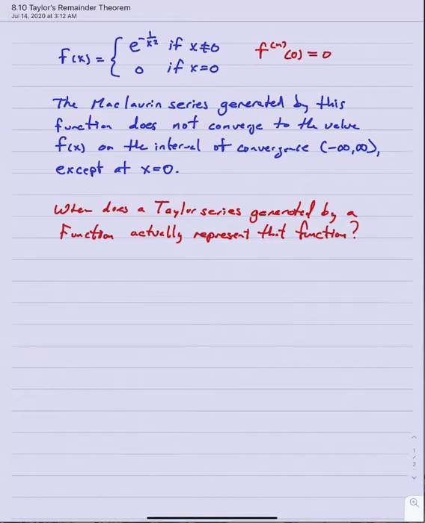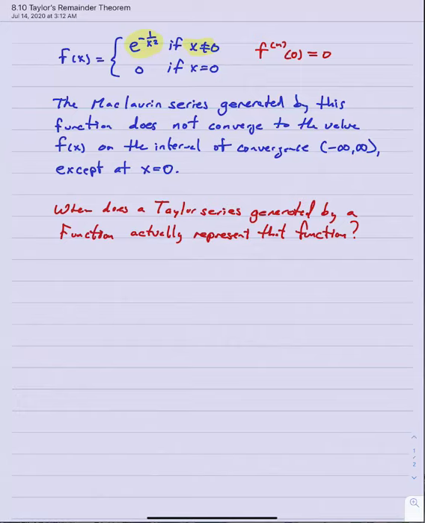Therefore, we show that if you form the Maclaurin series for this function, all of the Maclaurin or Taylor coefficients are zero, so that this is identically a zero infinite series. That is, it converges to zero for all values of x, when clearly this function is not equal to zero for all values of x. In fact, it is definitely non-zero for all non-zero values of x.